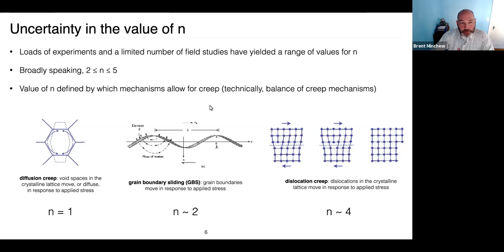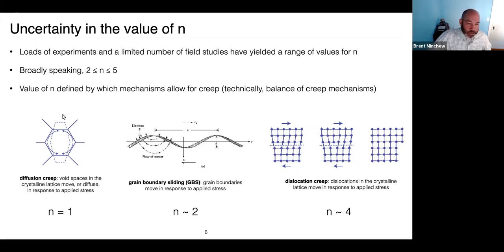Now, there are loads of experiments, and a more limited number of field studies, that have yielded a range of values for this exponent n, and this is the thing we're going to concentrate on as we go forward in this talk. Broadly speaking, and for the most part, this range can be encapsulated within n equals 2 all the way up to around n equals 5. There are arguments for smaller and larger values, but this pretty well encapsulates most of the studies out there. So something relatively close to Newtonian is one extreme, and something closer to plastic is the other. But for the most part, the inferences live in this halfway house between these two extremes of Newtonian versus plastic viscosity.